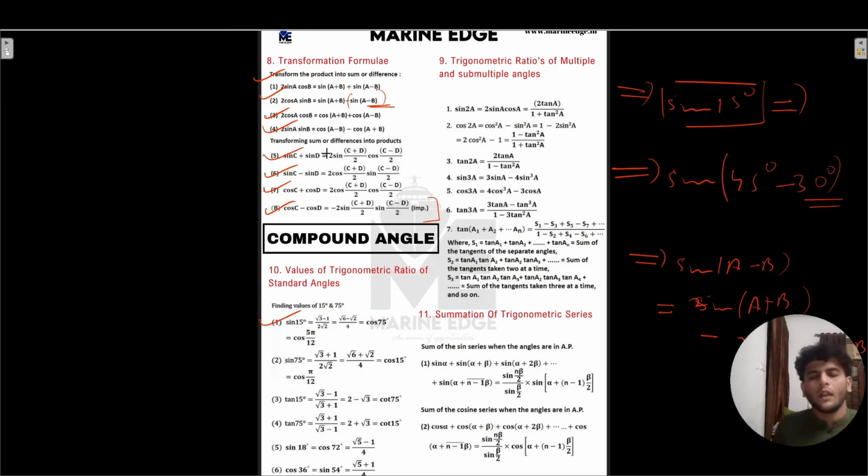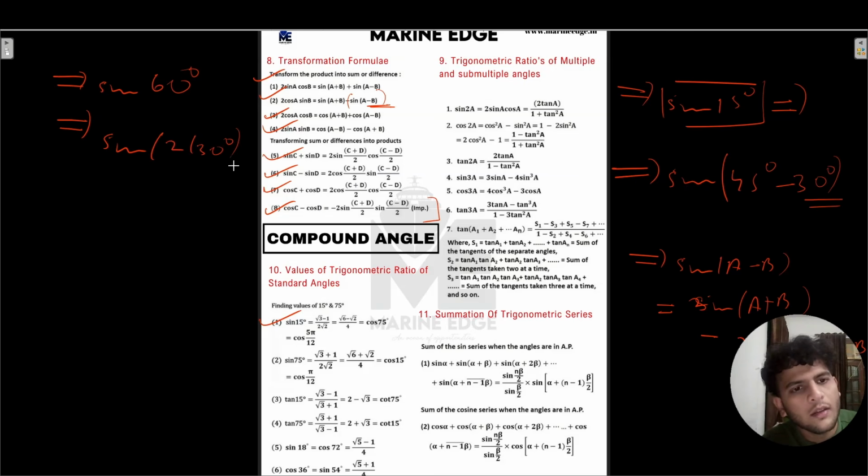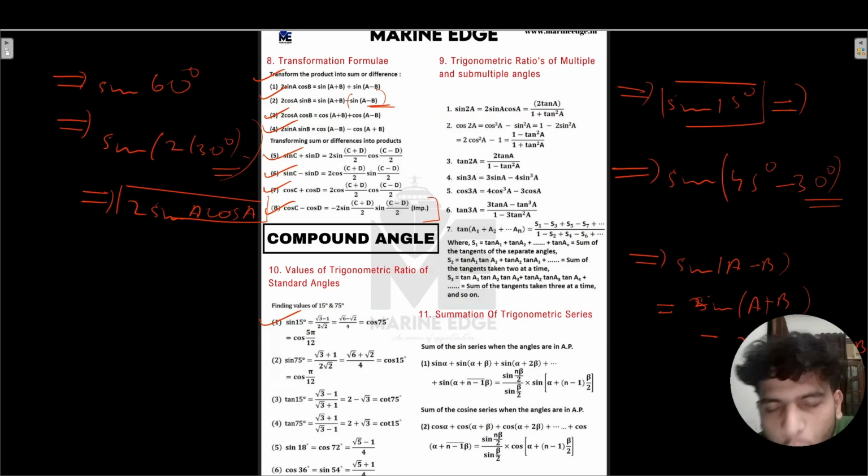Okay. sin 2A, this is an important property. sin 2A is equal to 2 sin A cos A. Say that I have to find the value of sin 60 degrees. sin 60 degrees can be written as sin 2A. Yes or no? sin of 2 into 30 degrees. Okay, so this is what? This is actually equal to 2 sin A cos A, and this is how you can find out the values of sin 2A.